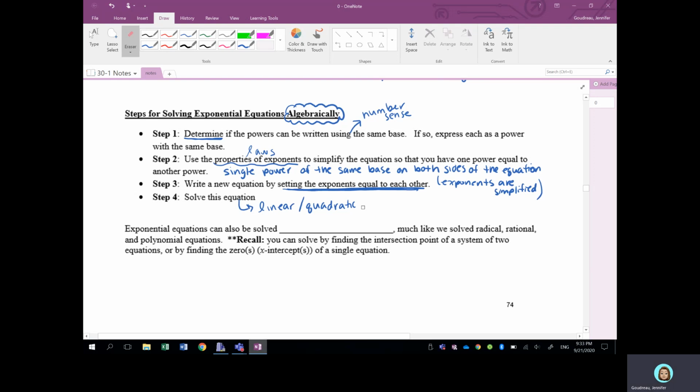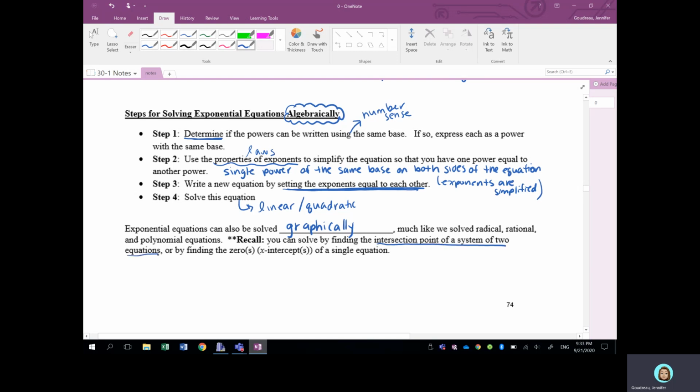Now, those are our steps for solving algebraically. Exponential equations can also be solved graphically. So just like we did in previous chapters with radical, rational, and polynomial equations, the exact same steps we can use to solve exponential equations.